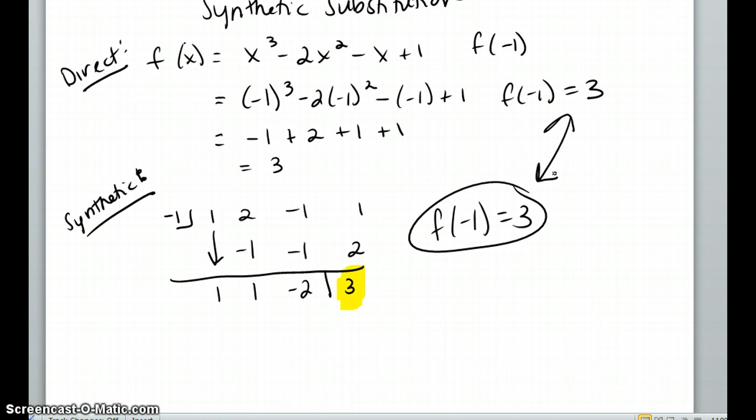So set it up like you would synthetic division, but instead we're looking for this number to the right of the bar. That's what your function is going to equal when you plug in -1 into it.